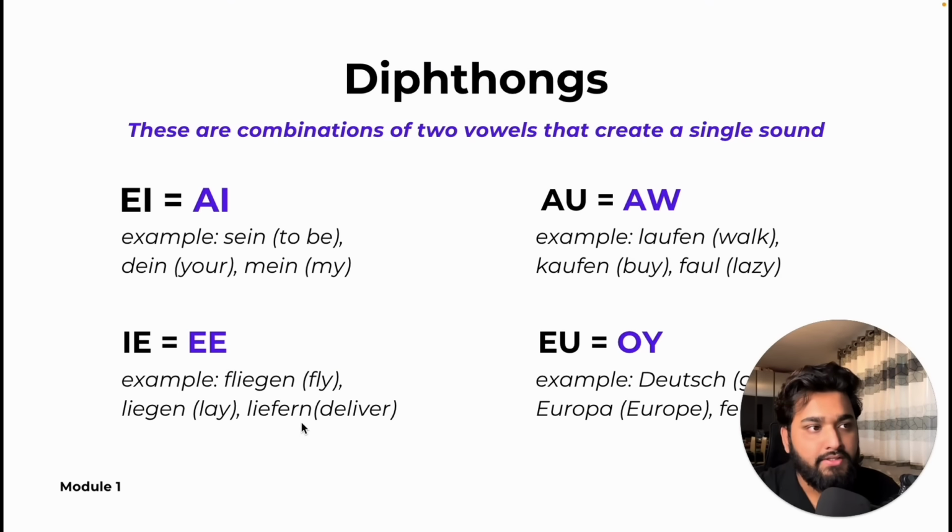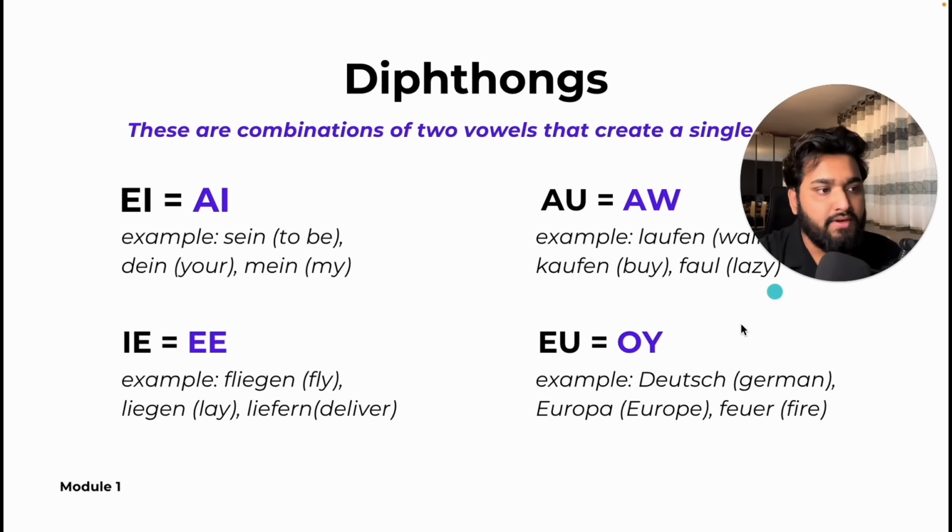The next one, the combination of A and U sounds like Au. For example, laufen. You see? Laufen, kaufen, faul. So the next one is the combination of E and U.